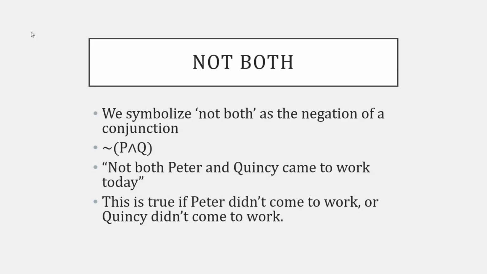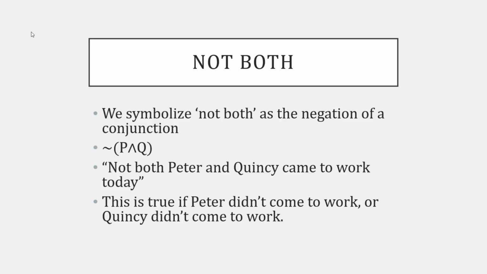Not both is symbolized in the following way. It's symbolized as the negation of a conjunction. So notice the negation applies to the whole conjunction here. We're saying not (P and Q). So not both Peter and Quincy came to work today.